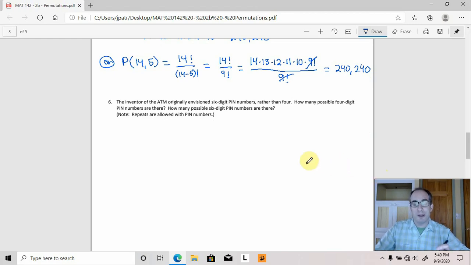But the inventor of the ATM originally envisioned a 6-digit PIN number rather than a 4-digit PIN number. But then 4 ended up being the convention just because that's an easier thing to remember, right? And there is still a decent number of possibilities, although certainly if it's 6 digits, there are more. But then we want to know how many possible 4-digit PINs are there, how many possible 6-digit PINs are there. But repeats are allowed, right? Certainly, you can have repeats in your PIN number. Lots of people do.